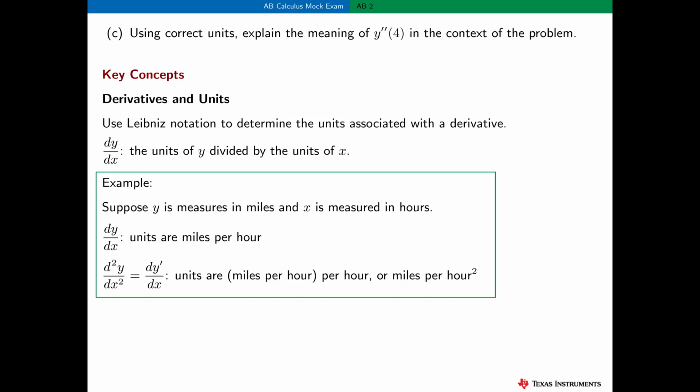And suppose we go just a little bit farther and consider the second derivative. That is, the second derivative of y with respect to x twice, or d squared y over dx squared. We can think of this expression as the derivative of y prime over dx. So the units are the units associated with y prime divided by the units associated with x. So in my example, this would be miles per hour divided by hour, or maybe more commonly, miles per hour squared.